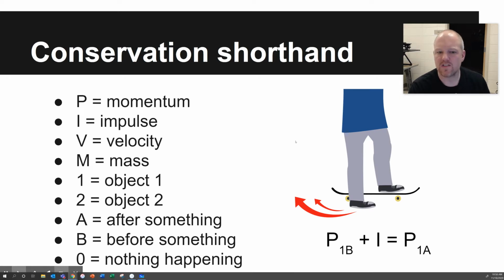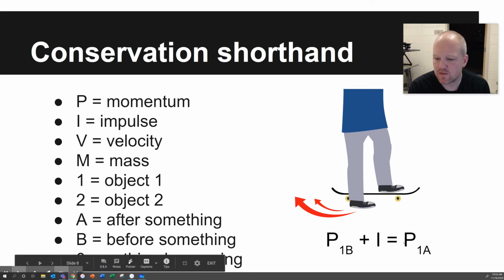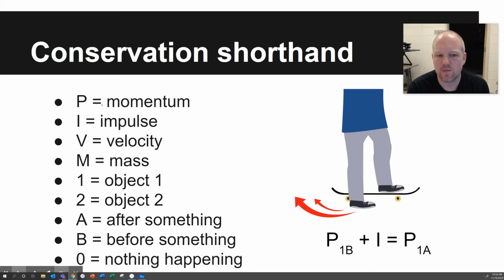When you are trying to solve conservation of momentum problems, what is often done is you write out a situation shorthand. And so, in the example of the skateboarder here that is pushing off and moving along, you have these different symbols. And what they stand for: P stands for momentum, I stands for impulse. So, momentum, mass times velocity, impulse, some force, some time. V stands for velocity, M, mass.